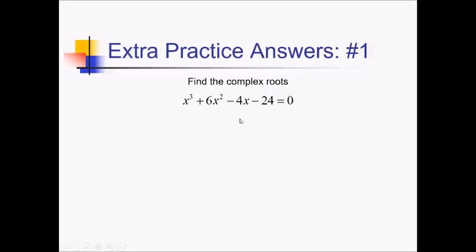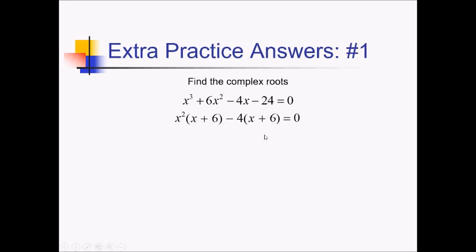To solve this problem, first I tried taking out common factors, but it doesn't look like we have any for all four terms. But since there are four terms, I can try to do this one by grouping. For these first two terms, I can factor out an x squared. That leaves me with x plus 6. For the second two terms, I can take out a negative 4, leaving me with an x and a plus 6 there as well.